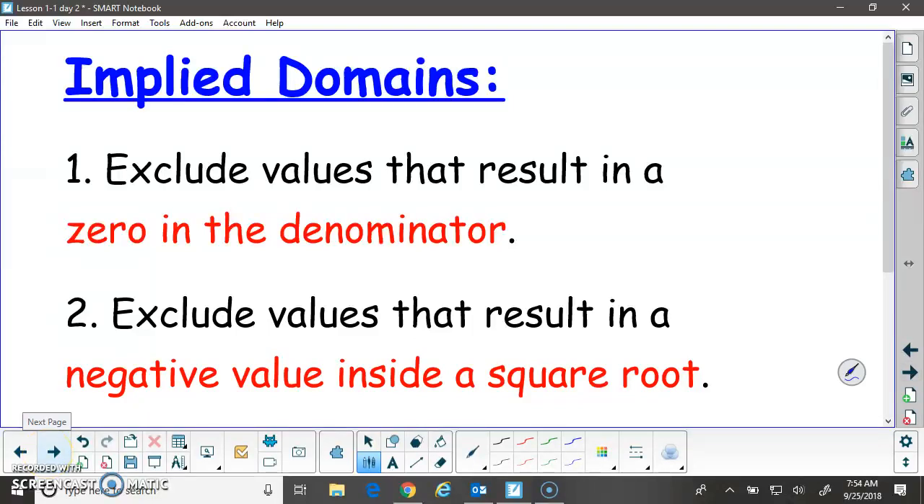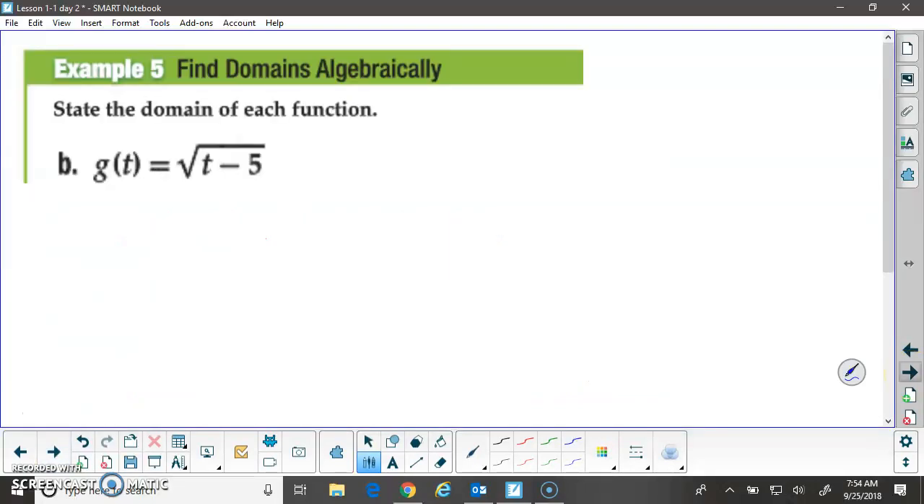Okay, we're going to use those 2 rules to do some domain problems, such as this. You're going to be given a function, and it's going to say to state the domain of each function. Well, again, we've got 2 rules that we need to pay attention to. The first rule is we can't have a 0 in the bottom of a fraction. We don't need to worry about that rule for this particular function because there is no fraction. But we do need to worry about getting a negative inside of the square root, rule number 2.